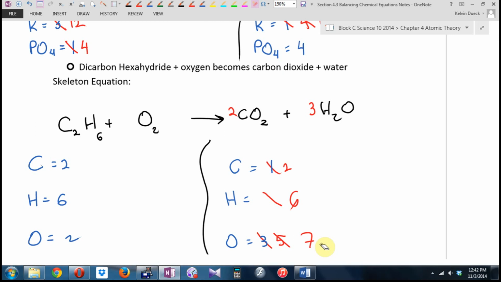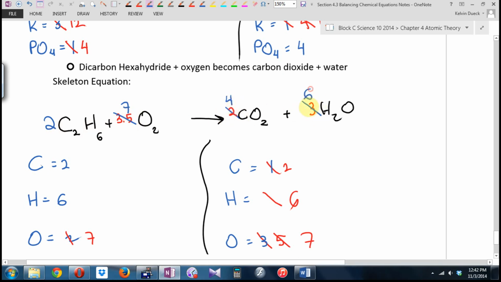Okay. Temporarily, I'm going to go like this. That would give me 7. Here's the problem. Can I have half an oxygen molecule? So the trick is, if you ever have to multiply by a decimal, once you're done, because now it is technically balanced but I can't have that half decimal, times every coefficient by 2. Watch. Times by 2, times by 2, times by 2, times by 2. That's now balanced without decimals.